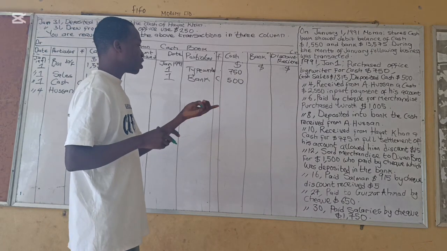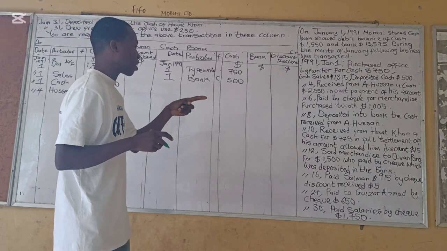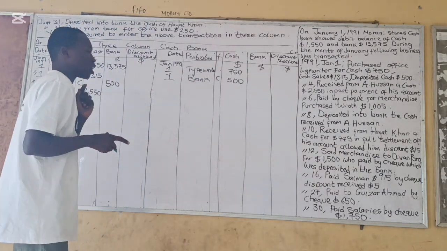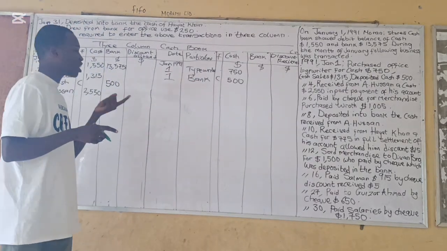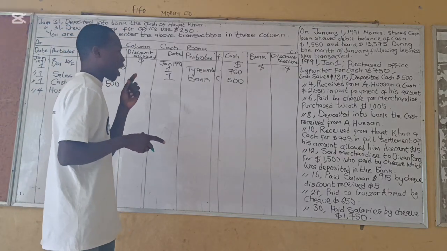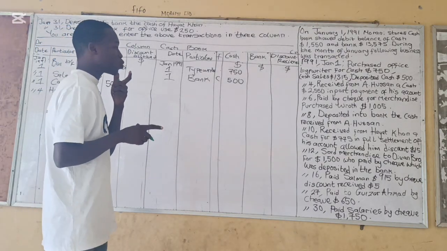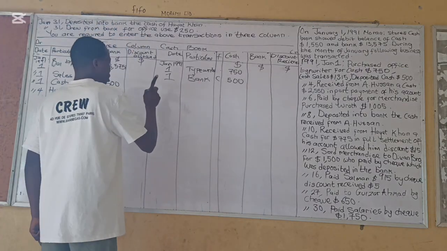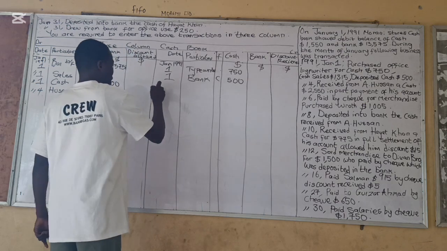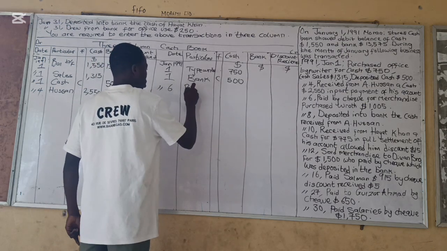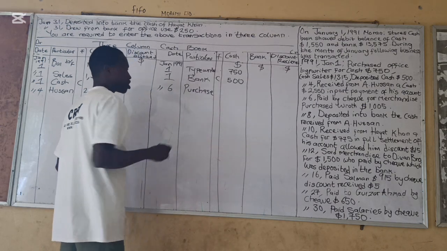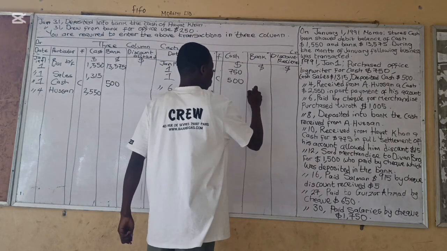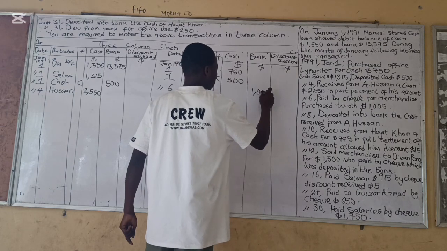So the next one here is paid by check for merchandise purchase worth $1,005. So you purchased the goods. They didn't give us the name of the goods you purchased, and they told us that you purchased these goods which worth $1,005. So it is going out, which is in bank, right? Because here we have check. So it is in bank. You have what? Purchase. Since you don't know the name of the item you purchased, you are just going to write purchase there. You move to your bank side amount, which is $1,005.